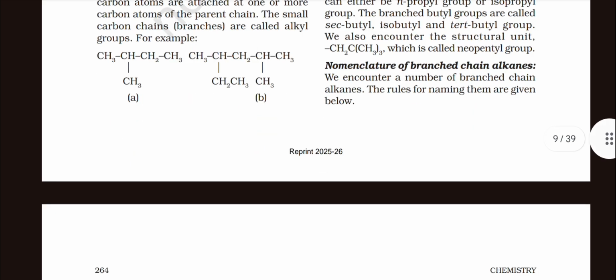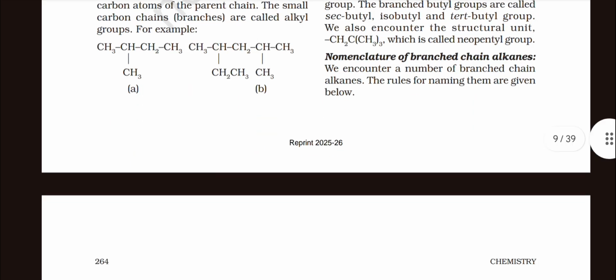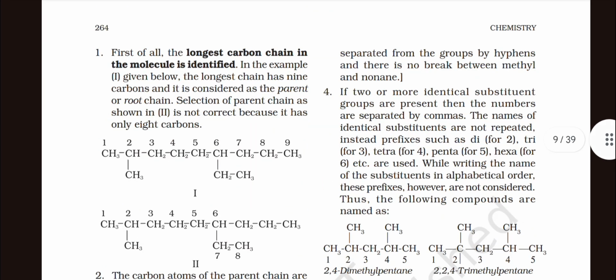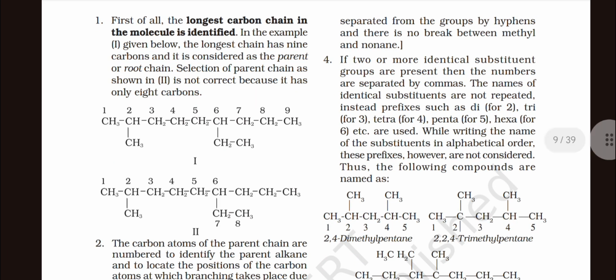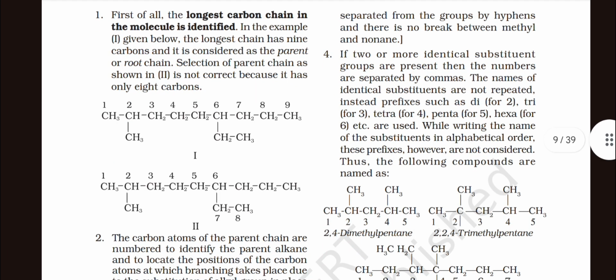Nomenclature of branched chain alkanes. We encounter a number of branched chain alkanes. The rules for naming them are given below. First of all, the longest chain of carbon atoms in the molecule is identified. In the example given below, the longest chain has 9 carbons and it is considered as the parent or root chain. Selection of the parent chain as shown in the second is not correct because it has only 8 carbons.